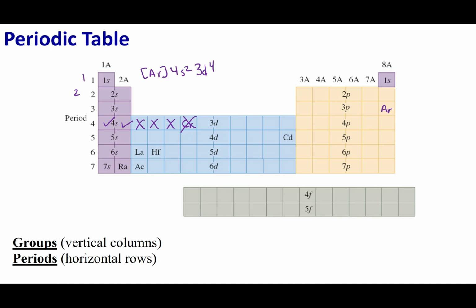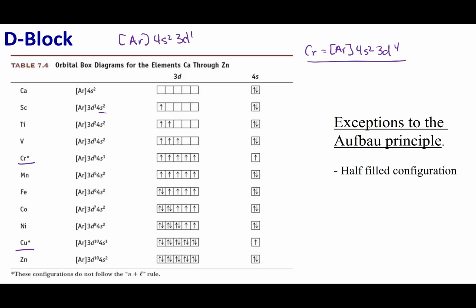It turns out that chromium is an exception. Instead of being this configuration here, it turns out it's more stable if one of these s electrons gets promoted. And so what happens is that chromium becomes argon core 4s1 3d5. This is called the half-filled stability. And so chromium is one of these elements that does this exception, and you're just going to have to memorize that it does. The other exception is copper.